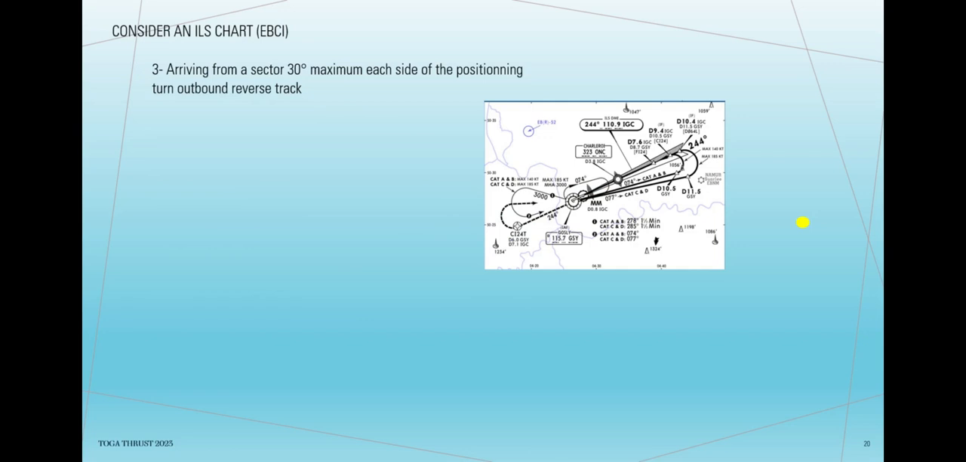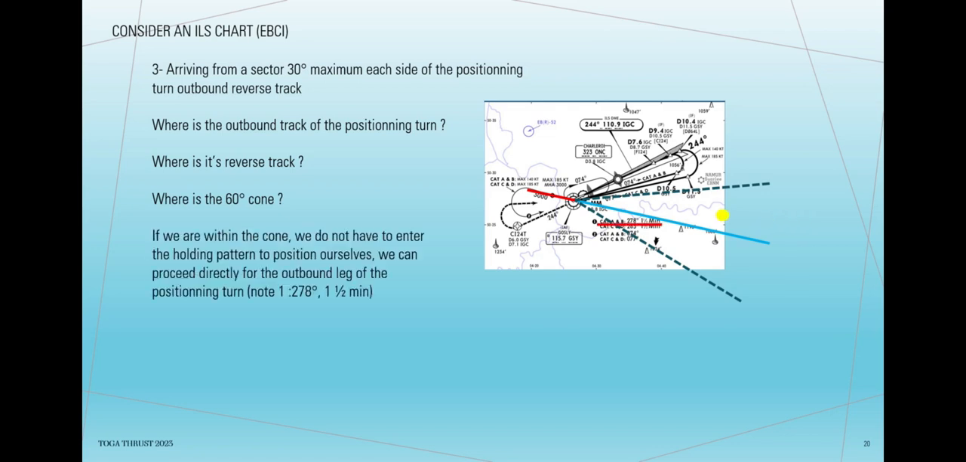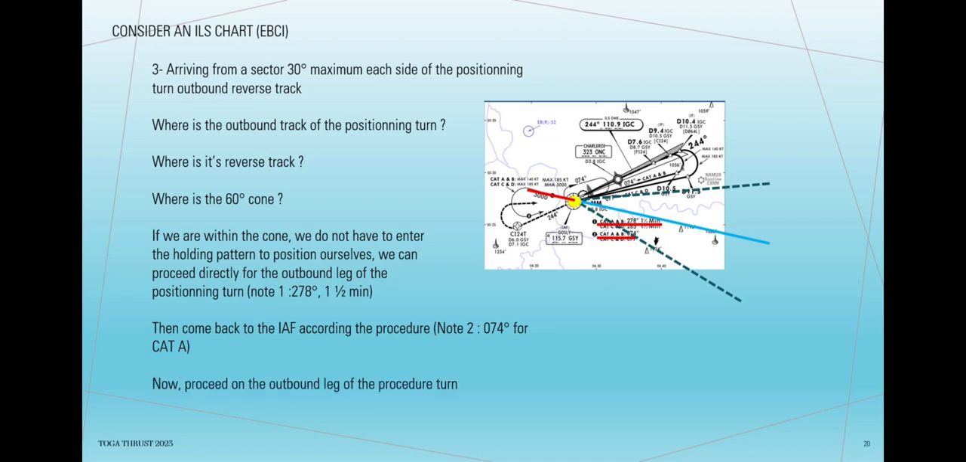3. Arriving from a sector 30 degrees maximum each side of the positioning turn outbound reverse track. Where is the outbound track of the positioning turn? Where is its reverse track? Where is the 60 degrees cone? If we are within the cone, we do not have to enter the holding pattern to position ourselves, we can proceed directly to the outbound leg of the positioning turn, note 1: 278 degrees, 1.5 minutes. Then come back to the IF according to the procedure, note 2: 074 degrees for CAT A. Now, proceed on the outbound leg of the procedure turn.